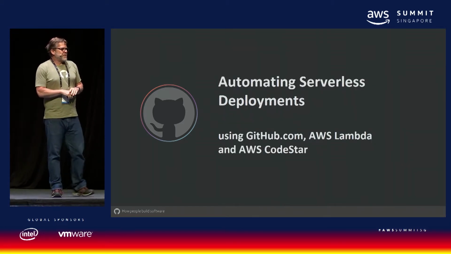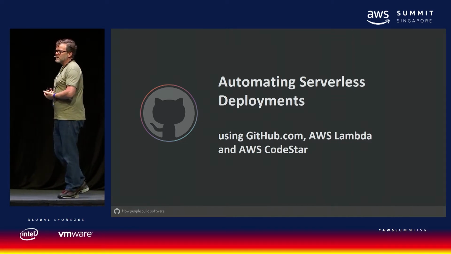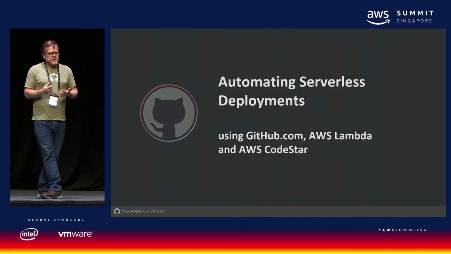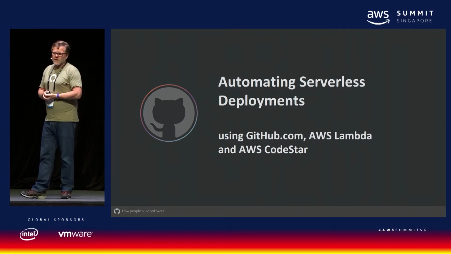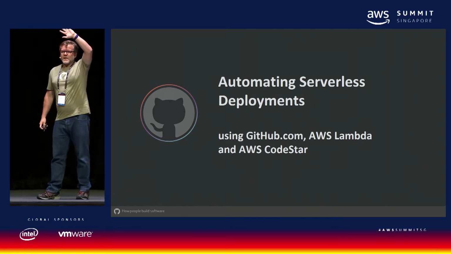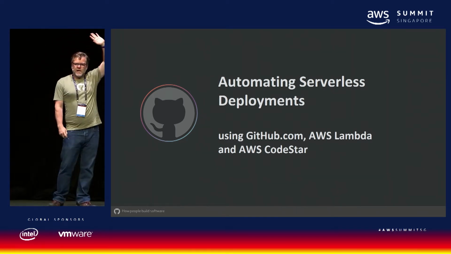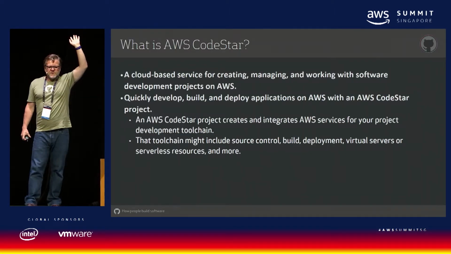So let's talk about something a lot more interesting now. You're here at an AWS event, so let's talk about some AWS technologies. What I want to do is talk about how you can automate serverless deployments using GitHub.com, AWS Lambda, and AWS CodeStar. Now, has anyone here actually used AWS CodeStar yet? Put up your hands if you've had a look at it. Does anyone know what it is? Cool, a couple of people do. So let's cover that off.